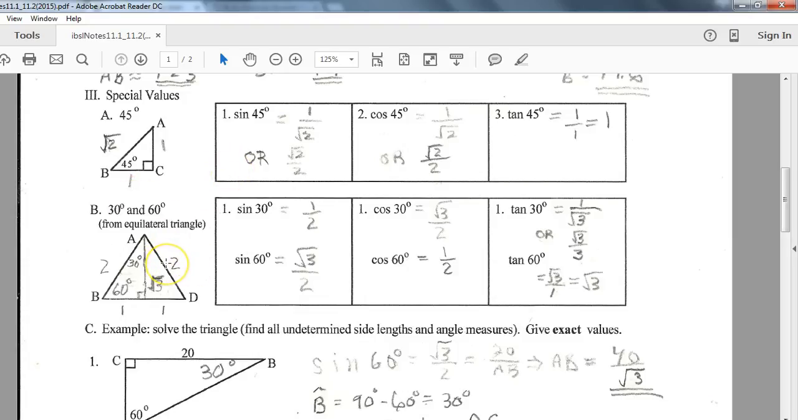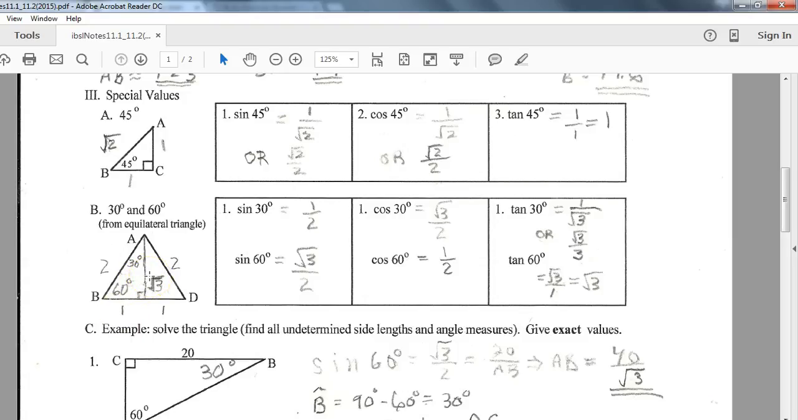Same thing with 30-60-90s. When you have your basic 30-60-90 triangle right here, your short leg, which is the one that's always across from 30, is our basic x value, or a value of 1. Your hypotenuse is always twice the size of your short leg. And your long leg is always the short leg times the square root of 3.